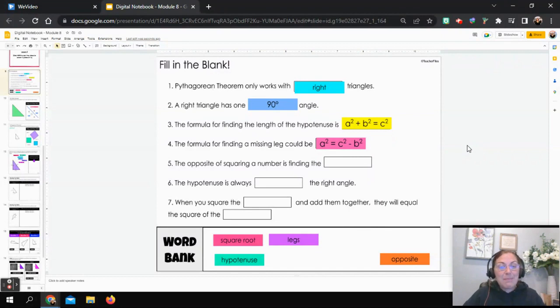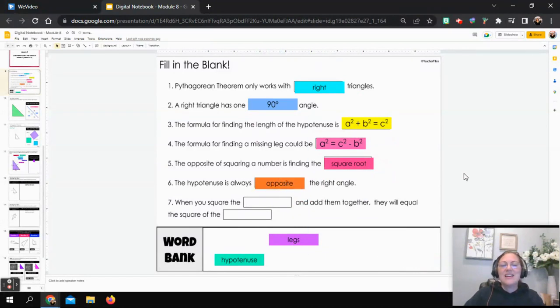Number 5, the opposite of squaring a number is finding the square root. We're going to do some of that today in our calculations. The hypotenuse is always opposite the right angle. And when you square the legs and add them together, they will equal the square of the hypotenuse. That's just saying the Pythagorean theorem in words.